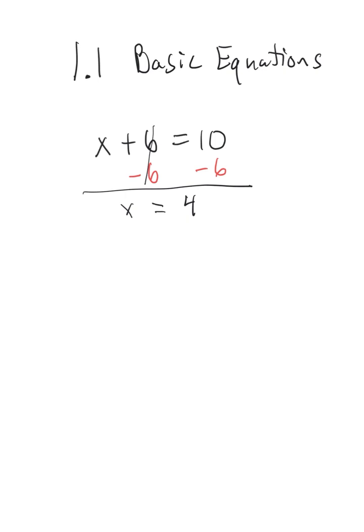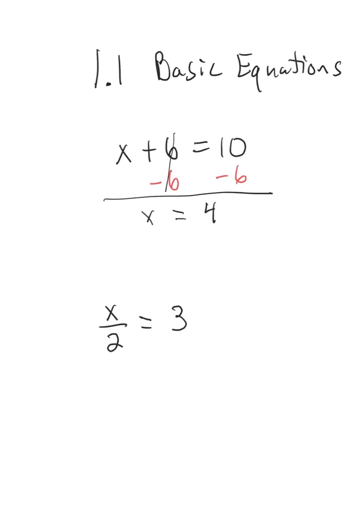Let's try one here where we have a fraction. x over 2 equals 3. Well, this is kind of like saying x divided by 2. So how do I undo division? Well, I undo division by multiplying both sides by 2 because the 2 over 2 cancels out. So that would give you x equals 6. And then if you check that in the equation at the beginning, 6 over 2 is 3. Yep, that checks out. That makes it true.